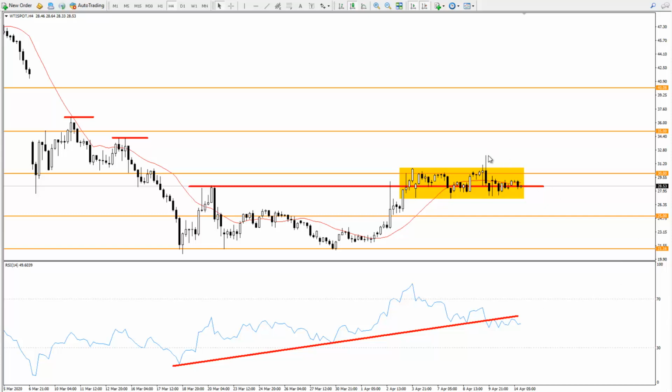Obviously it didn't quite happen. We had that breakout to the top side, which just failed around 32 and rolled back into the range again. And here we find ourselves. So look at a break, trade this range if you like that kind of thing, but otherwise we're looking for a break either side of this yellow area, to the top side or the bottom.